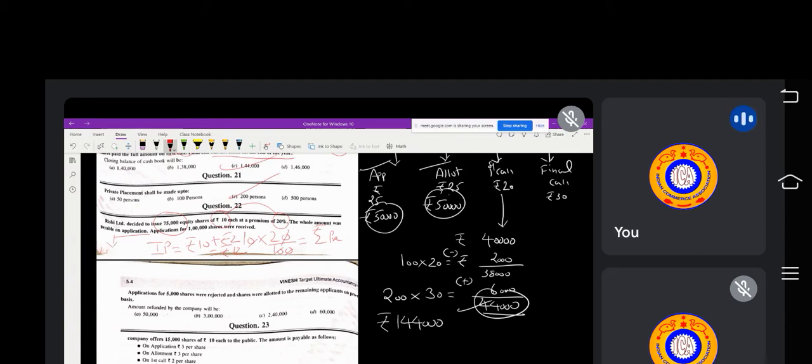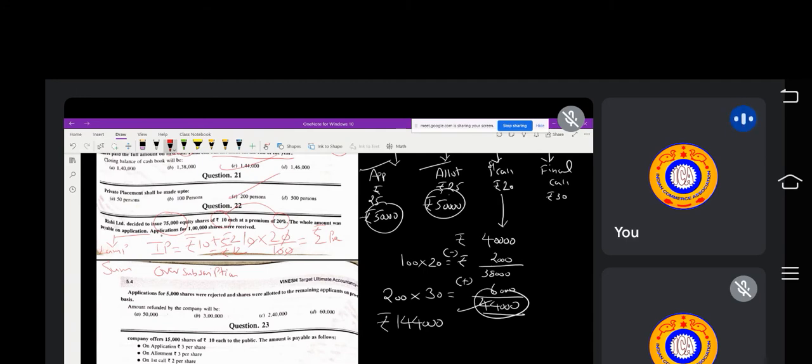You'd have heard there are two varieties. One is lump sum and the other one is installment. So this is a lump sum method. The entire amount was payable on application. Application for 1 lakh shares were received. So it is a matter of oversubscription. So two things you have to understand: oversubscription case, lump sum method.